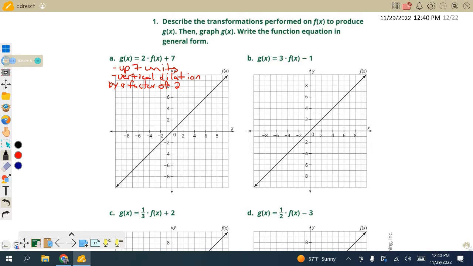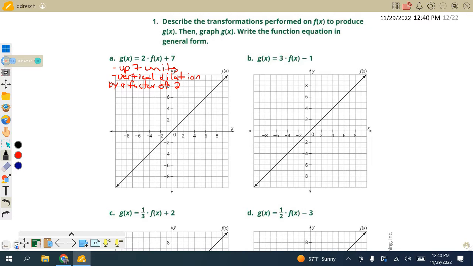If you just say vertical dilation, I don't know what number you're referring to because there's always multiple numbers in there. I want you to say what you are doing. You're doubling this thing. So if you're doubling something, isn't that kind of making it larger? And therefore, it's increasing the slope, correct?